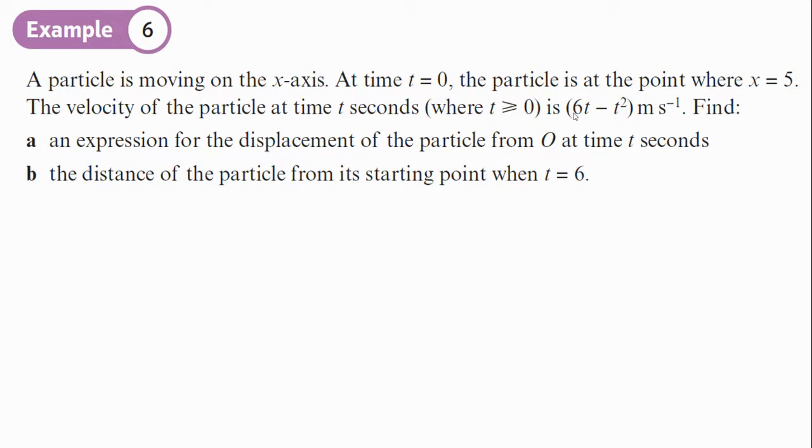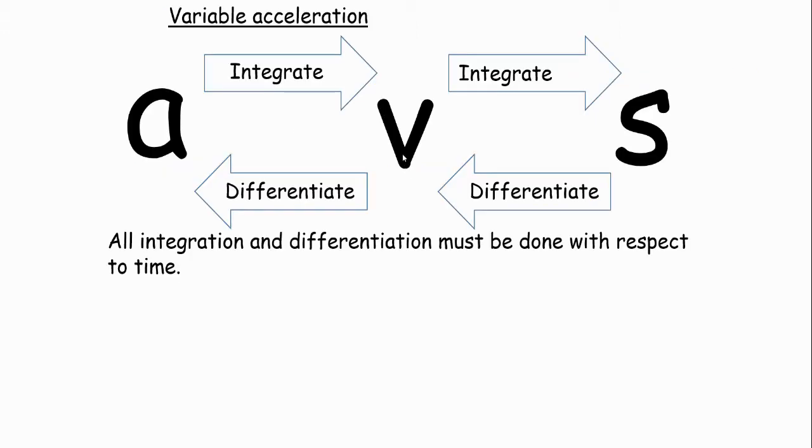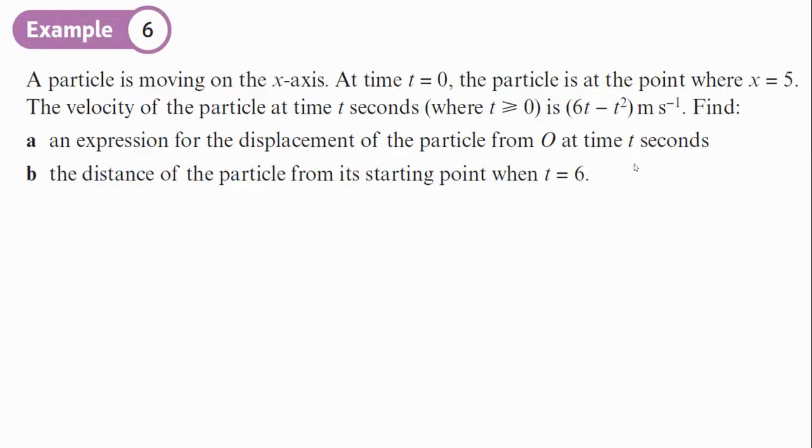So we've got, it's 6t minus t squared meters per second. So that is the velocity at time t. We're going to find an expression for the displacement after t seconds, and we have got to find the distance of the particle from the starting point when t equals 6. So we've got velocity, and we want an expression for the displacement. Quick reminder, you've got velocity, you integrate, and then you get your displacement. So we've got to integrate the 6t minus t squared.